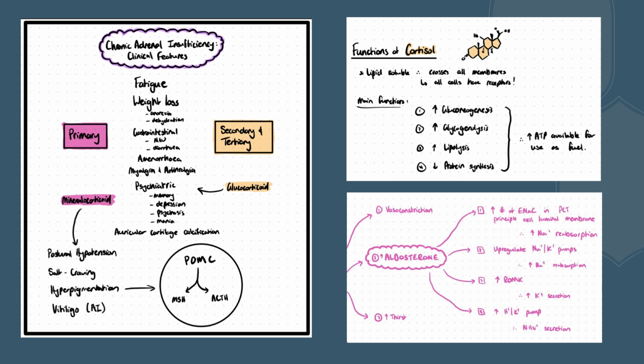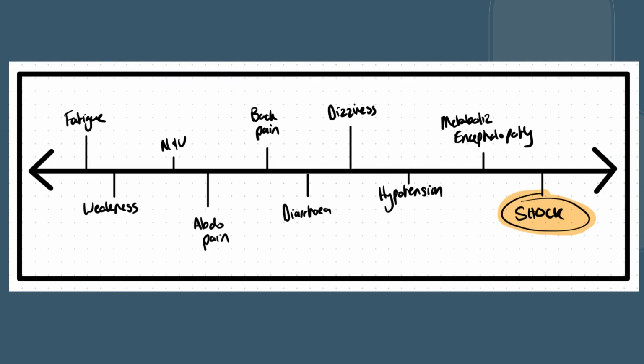So really, adrenal insufficiency can present anywhere on the spectrum, from general fatigue and weakness, nausea and vomiting, abdominal pain, diarrhea, back pain, dizziness, hypotension. Sounds like anything you see in minors on any given day. Back pain, exactly. You see that back pain. But it can also be shock.